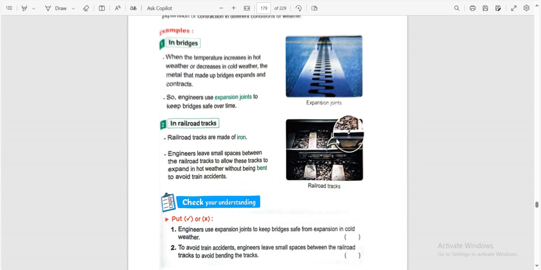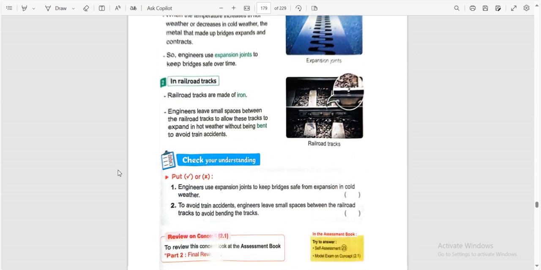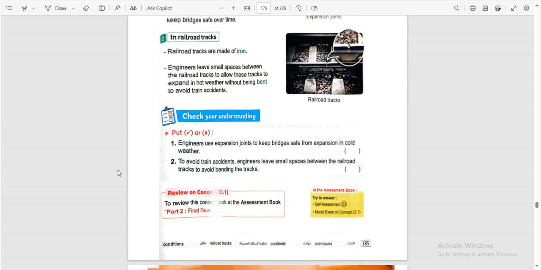So this could lead to the expansion or buckling of matter. So this way, when you add the spaces in between the railroad tracks, you can protect, because this gives the space for matter to expand, and this way you protect the railroad tracks from bending or buckling. Let's try and answer these questions now.